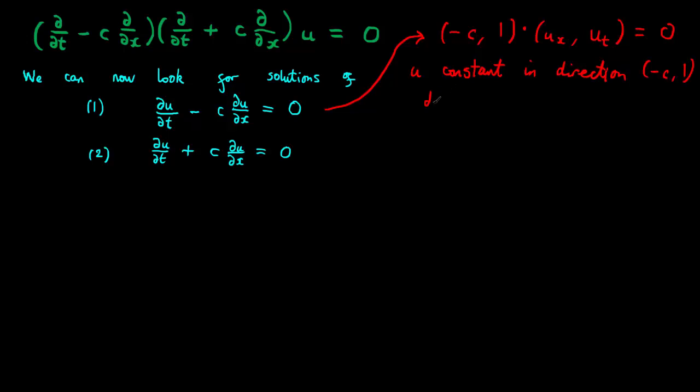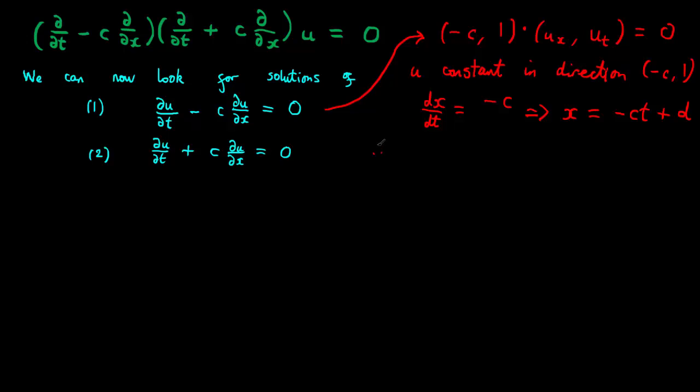and curves, or in fact lines, that are in the direction minus c, 1 are defined by dx dt is equal to the coefficient of the x derivative, which was minus c, over the coefficient of the t derivative, which was 1. So just minus c over 1, which is minus c. So if we integrate both sides of that with respect to t, what do we get? We get x is equal to minus ct plus some arbitrary constant, let's call it d.